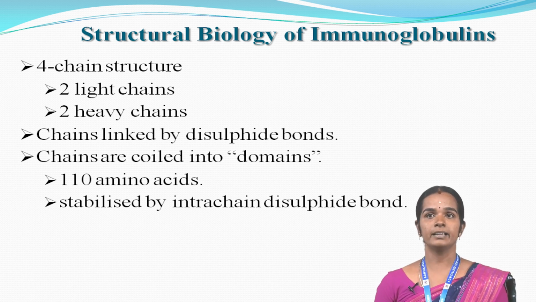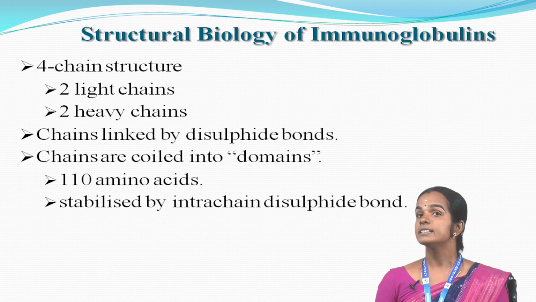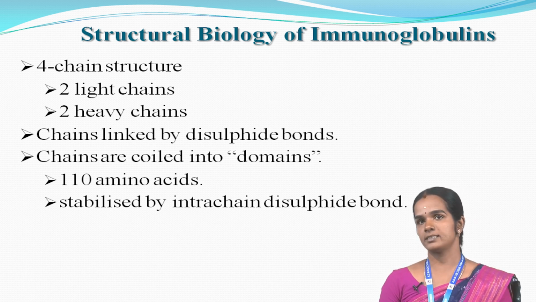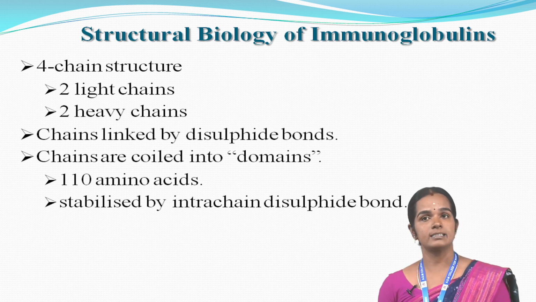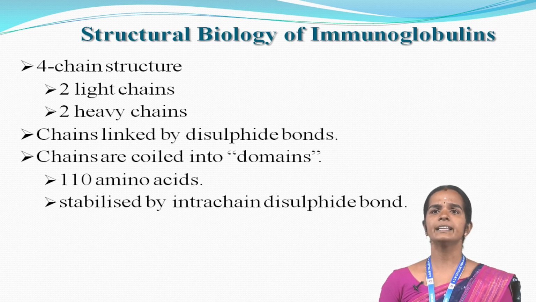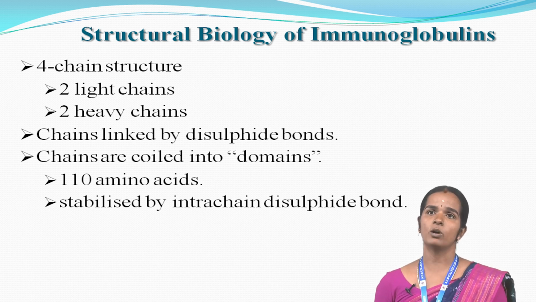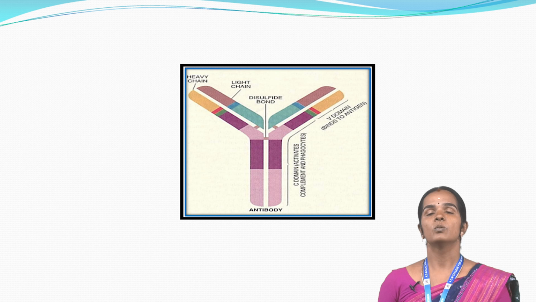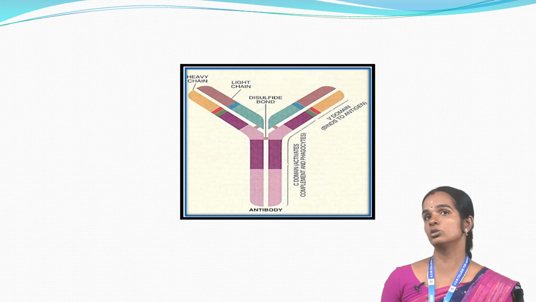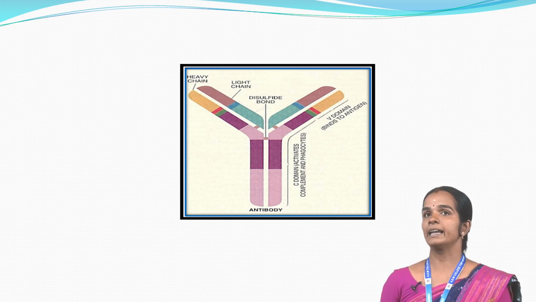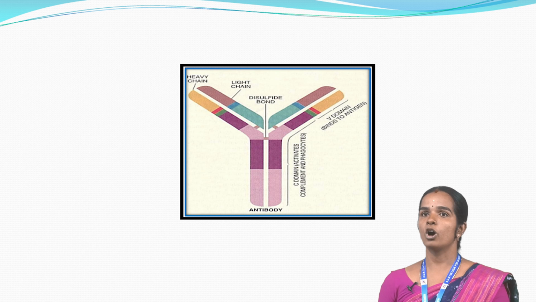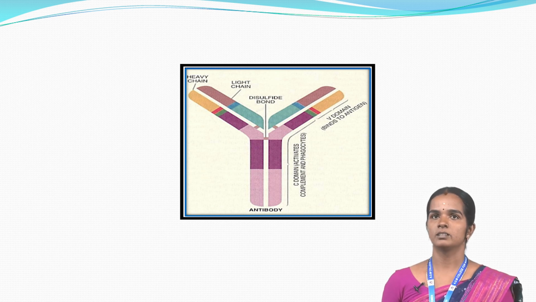Chains are linked by disulfide bonds. Chains are folded into domains, with about 110 amino acids present in each. Along with the interchain disulfide bonds, this is the overall structure of immunoglobulin. It contains 2 light and 2 heavy chains, then the bonds.